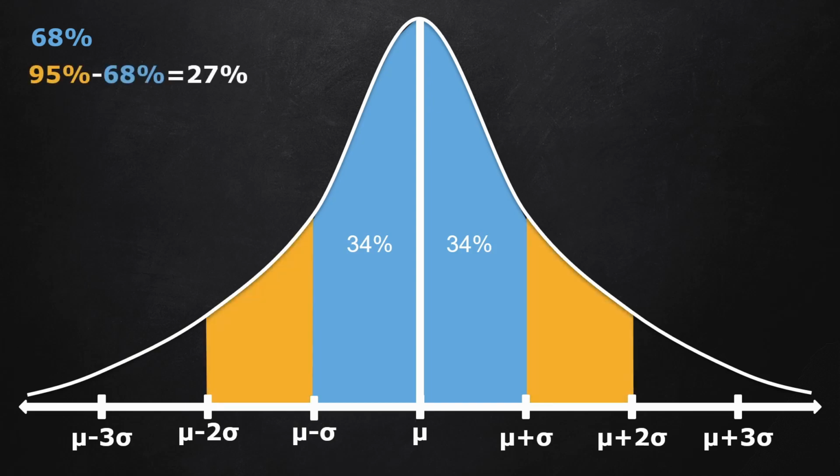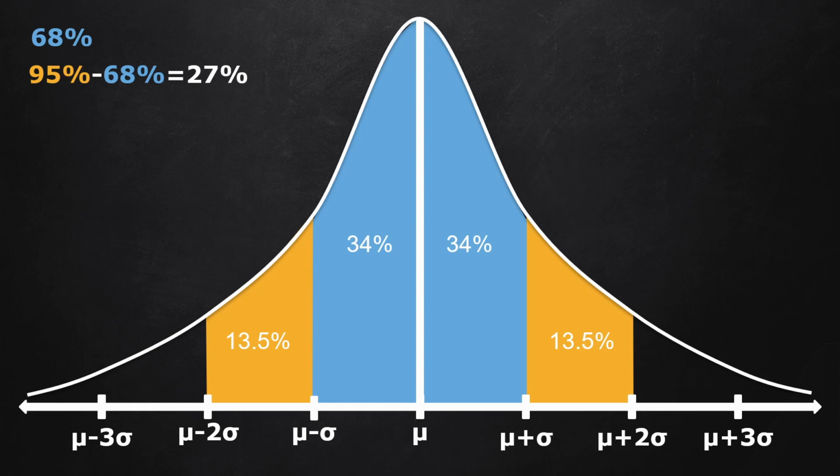The empirical rule states that within 2 standard deviations, so we go down 2 standard deviations and we go up 2 standard deviations, that accounts for 95% of the data. And if we were to subtract the 68%, we end up with 27% remaining. Since we have 2 yellow chunks here, we divide 27% by 2, and that gives us 13.5% in each of those yellow chunks. Well, that's kind of neat.